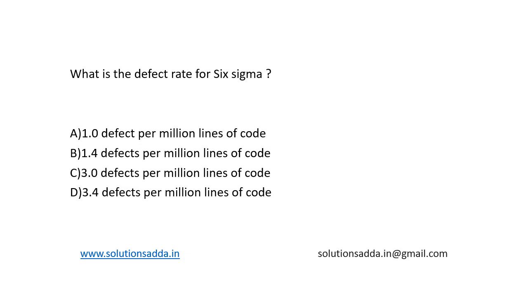So first of all, what is Six Sigma? Six Sigma is used in statistical quality control, which evaluates process capability. It produces a defect-free product 99.99966% of time, allowing only 3.4 errors per million opportunities. So the defect rate for Six Sigma is option D, 3.4 defects per million lines of code.